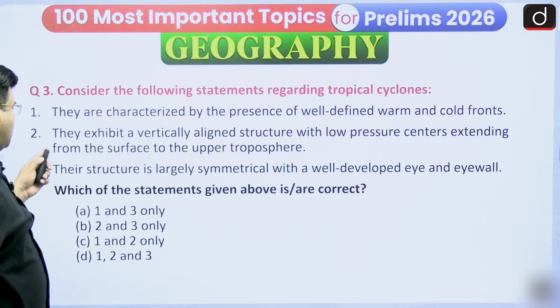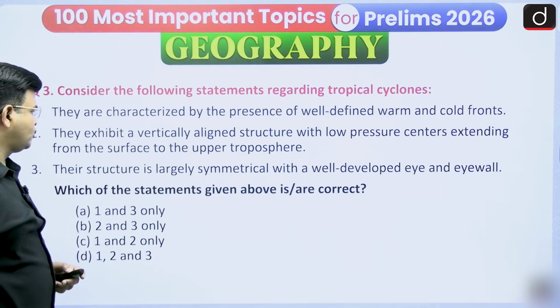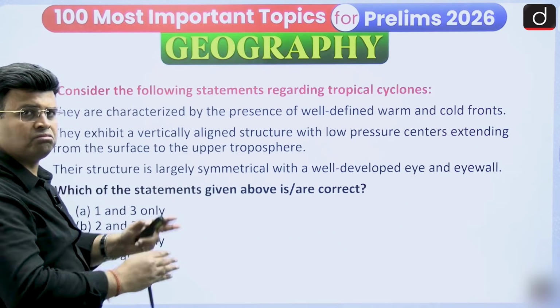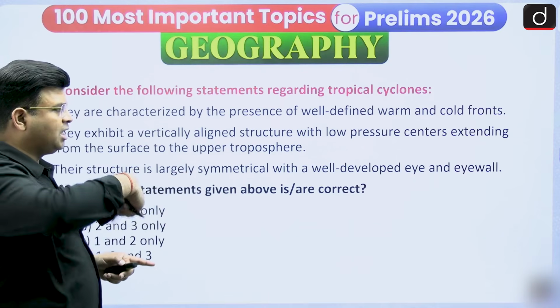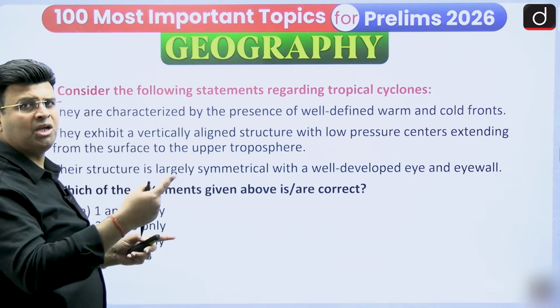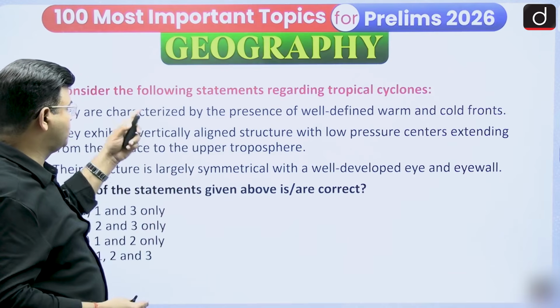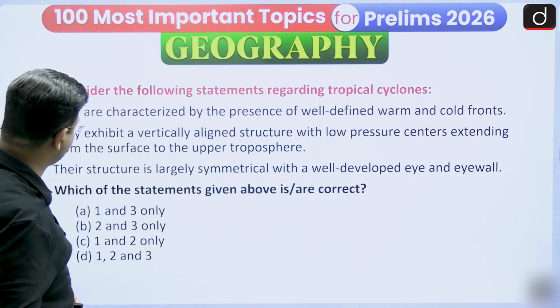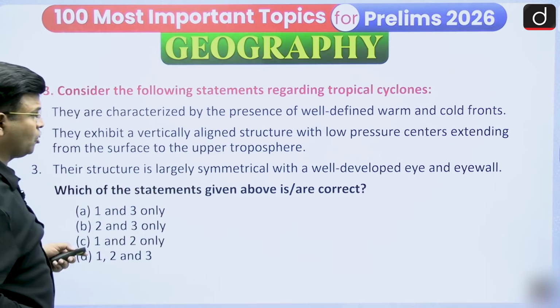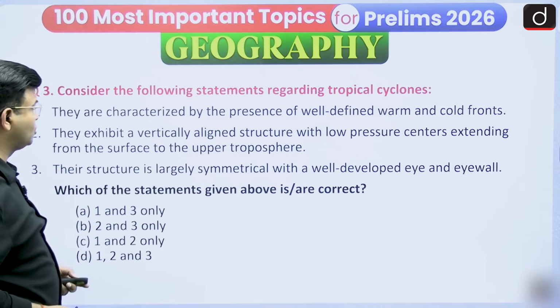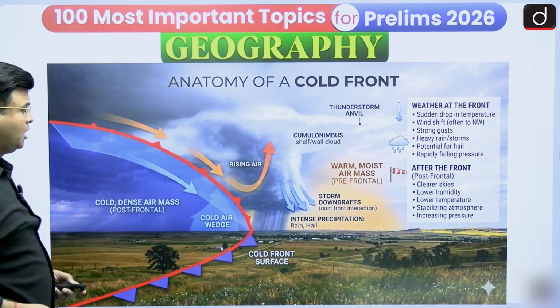And third, their structure is largely symmetrical with a well developed eye and eye wall, everything. So we have to see which statements are correct and which option can be correct according to these statements. So we have to answer it. I am waiting for the next.